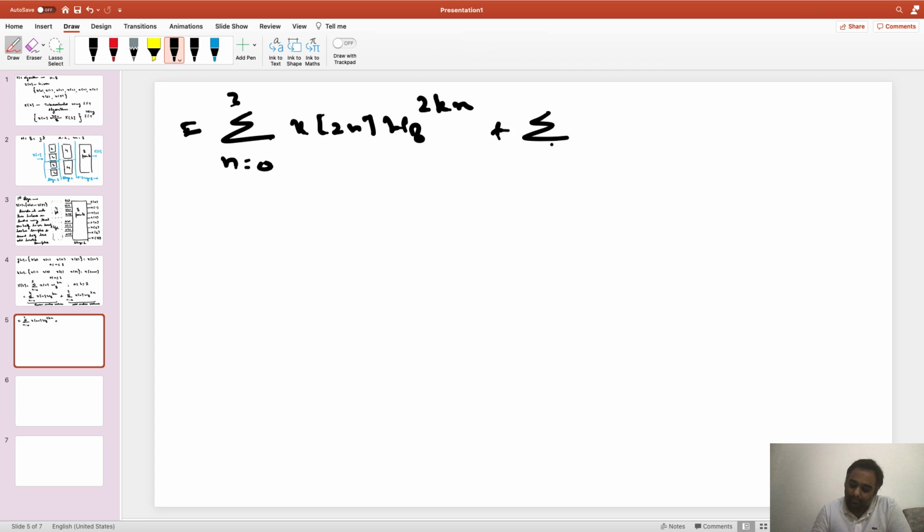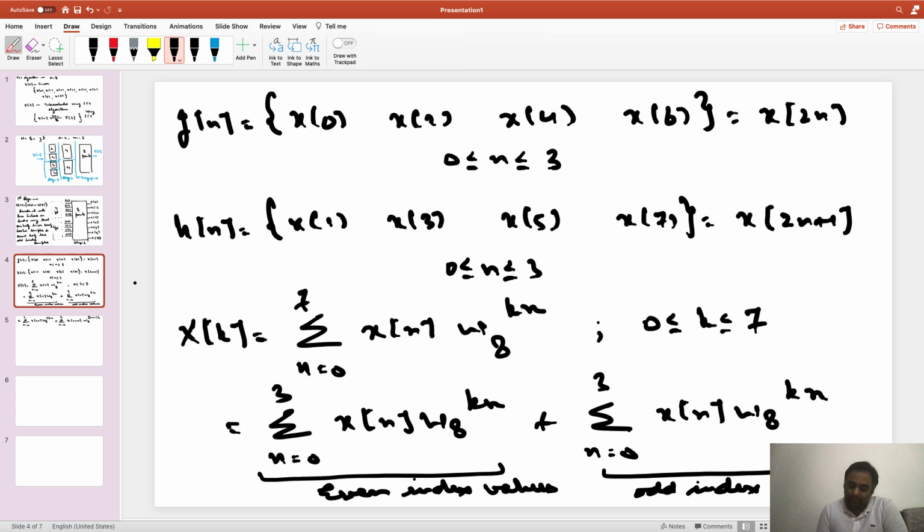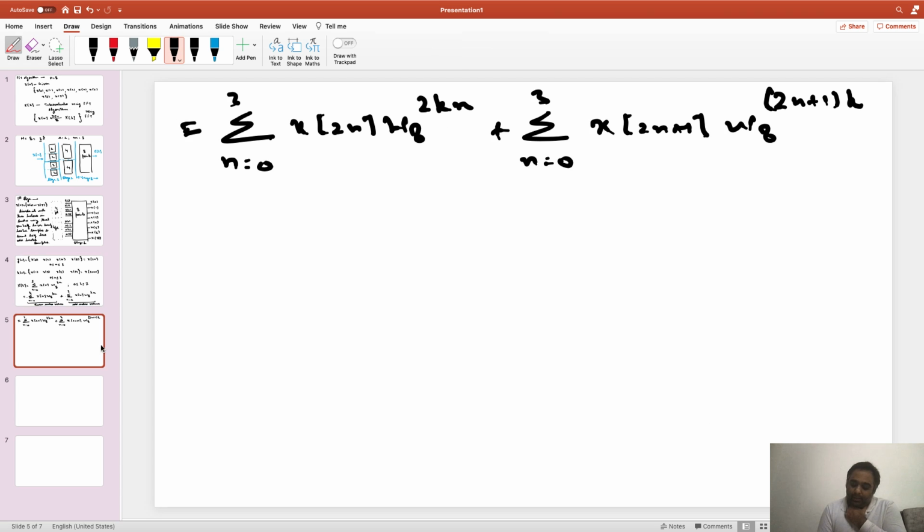plus, sum over n equal to 0 to 3, x[2n+1] W8^((2n+1)k). So what I've done is that I've replaced n by 2n in the first sequence here, and then I've replaced n by 2n plus 1 in this one, because they represent the odd index sample points, and correspondingly the changes have come in the powers of the twiddle factor W8, right?